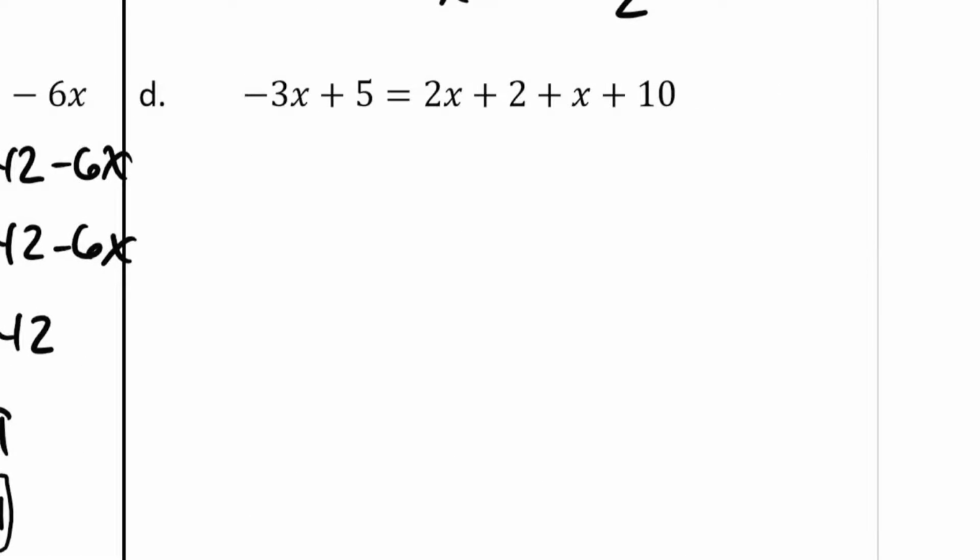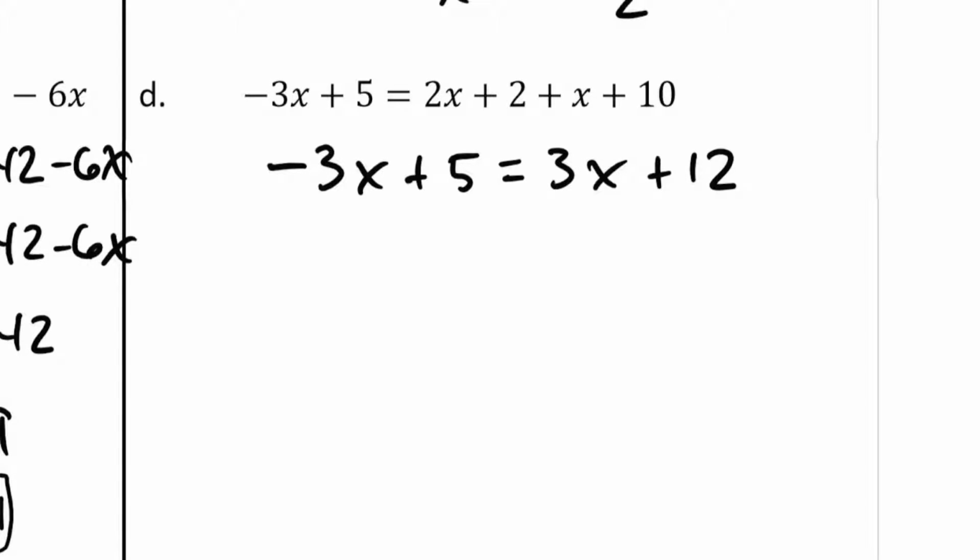Last problem in this set. Let's see. Nothing to distribute here. That's nice. So I'm going to write this as negative 3x plus 5 equals 3x plus 12. I'm going to do this to both sides.